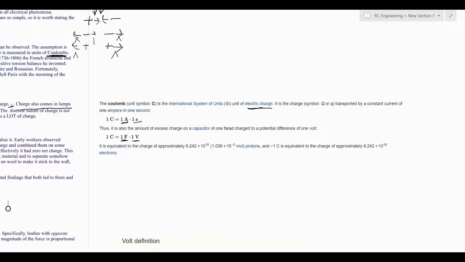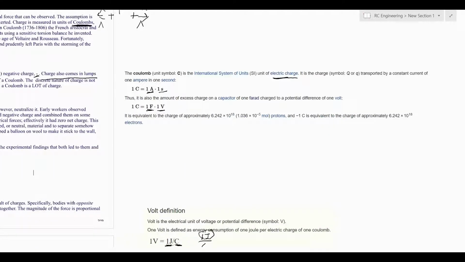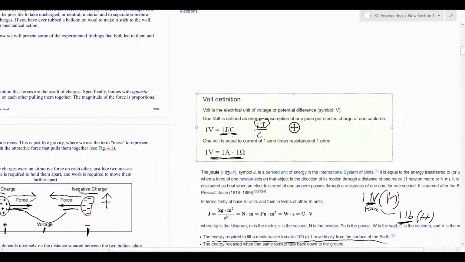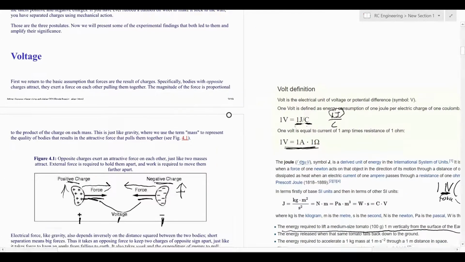So let's go over what a coulomb is, and we'll learn more about this as we go through. This is from Wikipedia here. The coulomb is the International System of Units, SI unit, otherwise known as metric unit, of electrical charge. It is the charge transported by a constant current of 1 ampere in 1 second. Thus, it also has 1 farad for 1 volt. But basically, we're not going to go really into this. Just think of it as the basis of electricity. It is two charges attracting to each other, right? A positive and a negative.